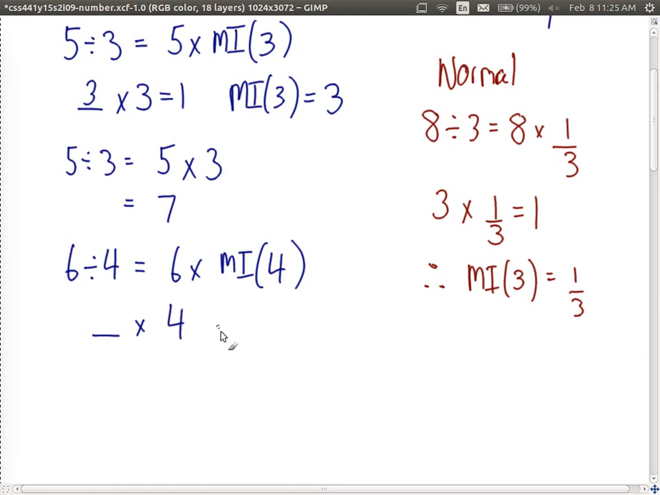Something times 4 mod 8, we'll write it down in full here, we're still in Z8, equals 1, where that something is 0 to 7. No answer. There is no such number. So 4 does not have a multiplicative inverse. There's no number between 0 and 7 that when we multiply by 4 and mod by 8 gives 1. Not every number has a multiplicative inverse. Every number has an additive inverse, but not every number has a multiplicative inverse. 4 does not. So we cannot do that.